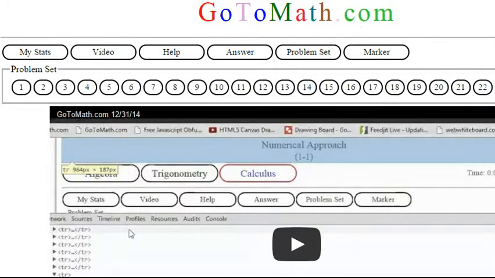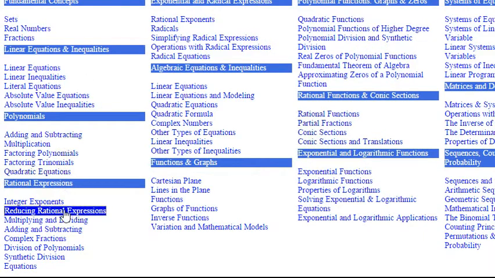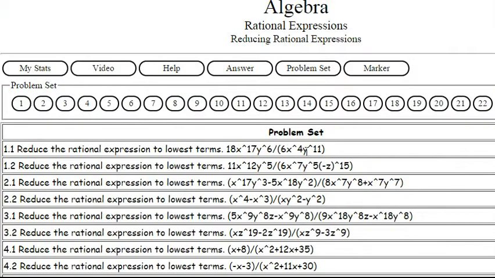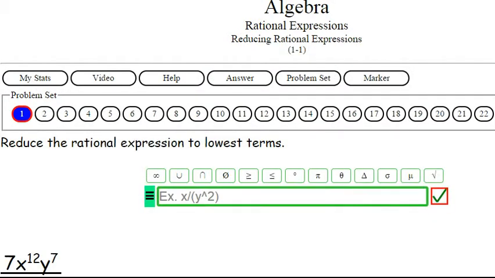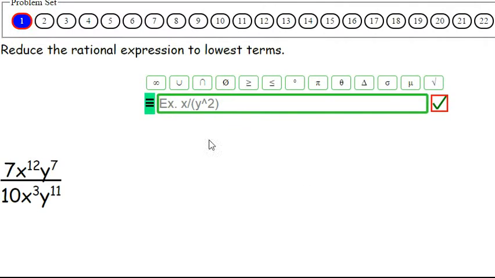We're at gotomath.com. Click on algebra. Let's go down to reducing rational expressions. It looks like we're starting off with 1.1. Reduce the rational expression to lowest terms.